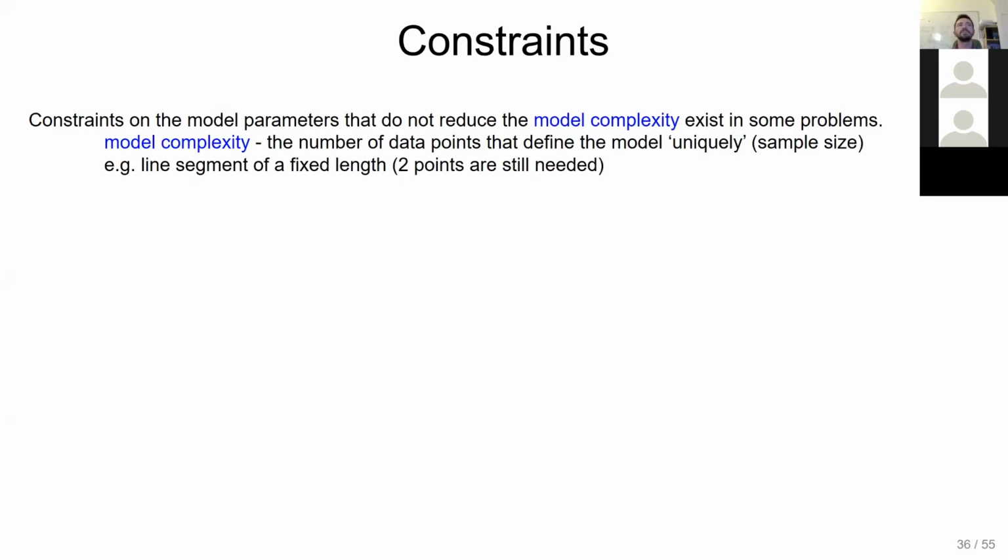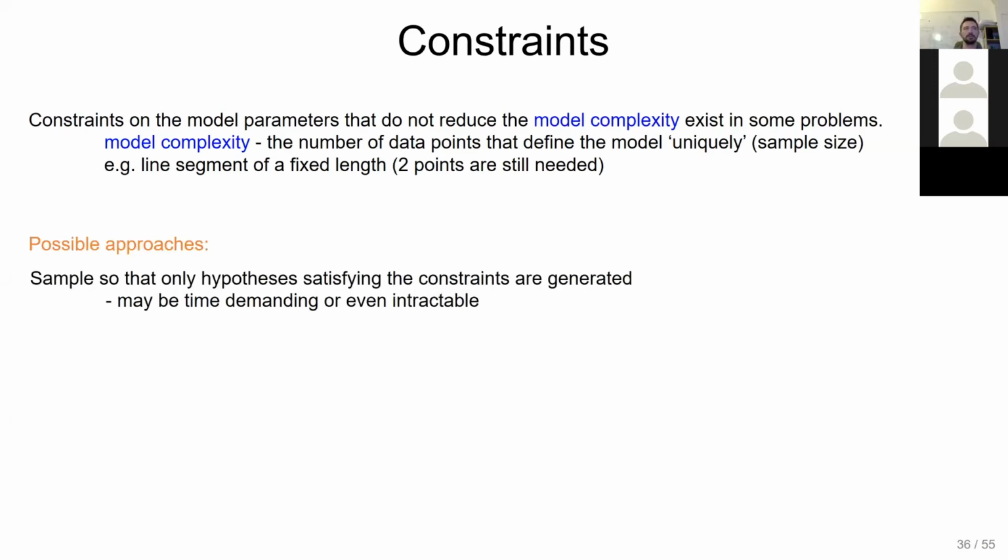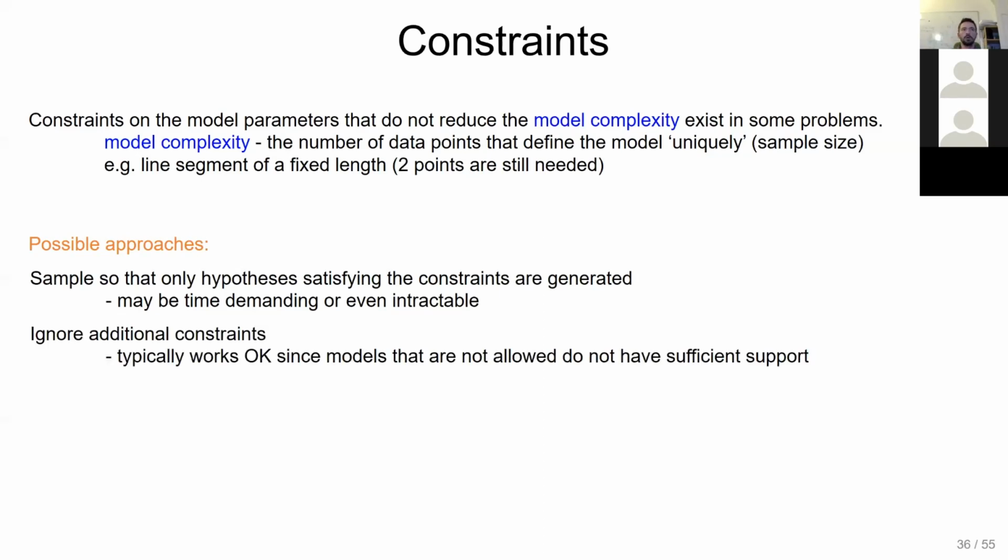It was difficult to come up with a toy example, but for example, if you're fitting a line, and you're trying to find a line segment of fixed length, you still need 2 points as if you were fitting a line, but the line segment is another constraint. So what would be the possible approaches to handle this? Well, you can try to sample only hypotheses or models that are satisfying those constraints, but this might be difficult to do or even intractable. You can also choose to ignore it.